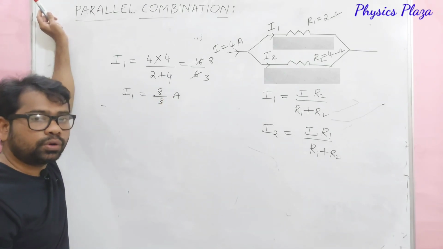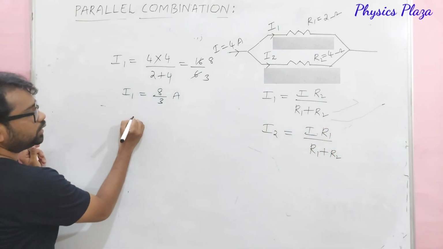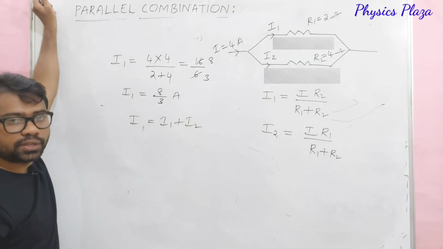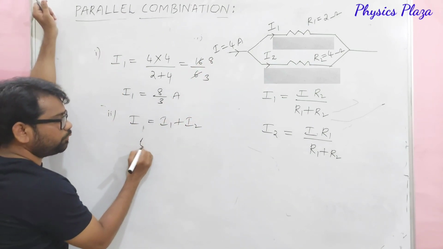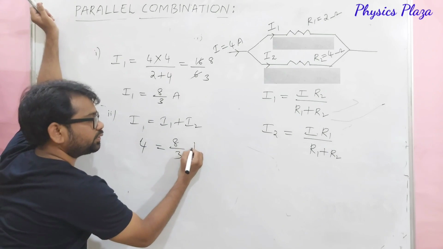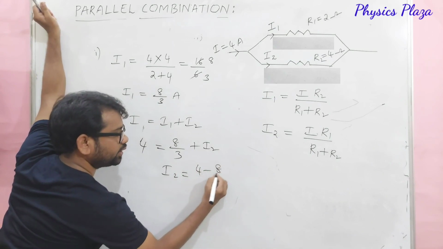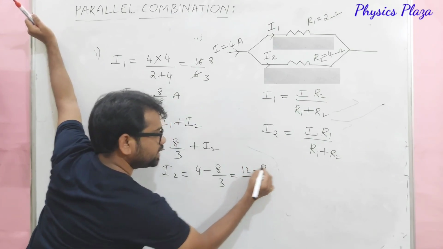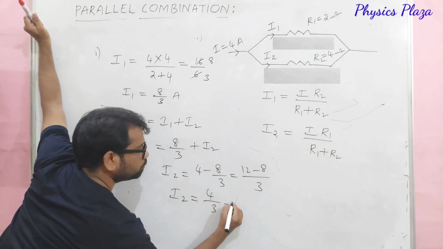Then how to calculate I2? Directly you can substitute the I value, R1 value, R2 value. If not, we know that the total current is equal to I1 plus I2. So the total current is, dear children, 4, and I1 we got is 8 by 3, plus I2. So I2 is equal to 4 minus 8 by 3. Let us take the LCM. So it will be 12 minus 8 by 3. So here I2 is equal to 4 by 3 amperes.